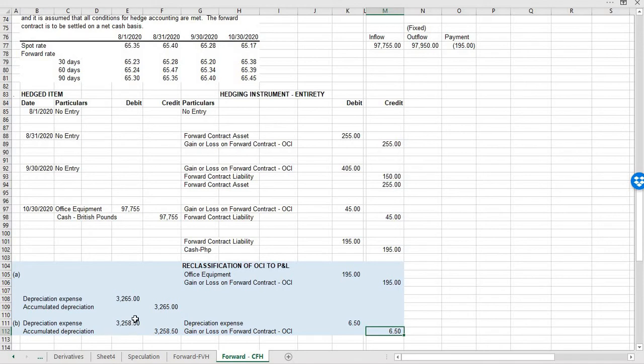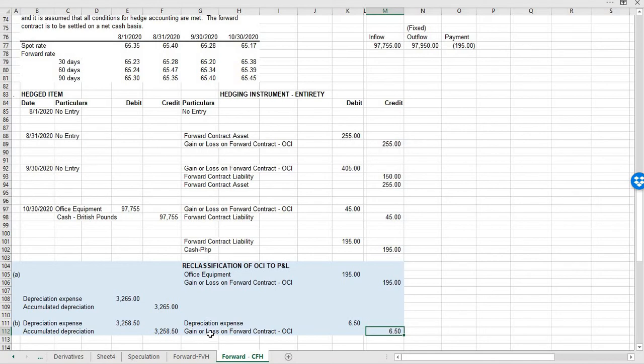Kasi pag pinag-add mo to, 3,258.50 plus 650, ang sagot ay parehas pa din, 3,265 pesos ang depreciation na mag-a-appear sa income statement. So again, regardless of the option, ang depreciation expense ay parehas. Mag-iiba lang sila sa kung paano na-reclassify yung OCI papuntang P&L.